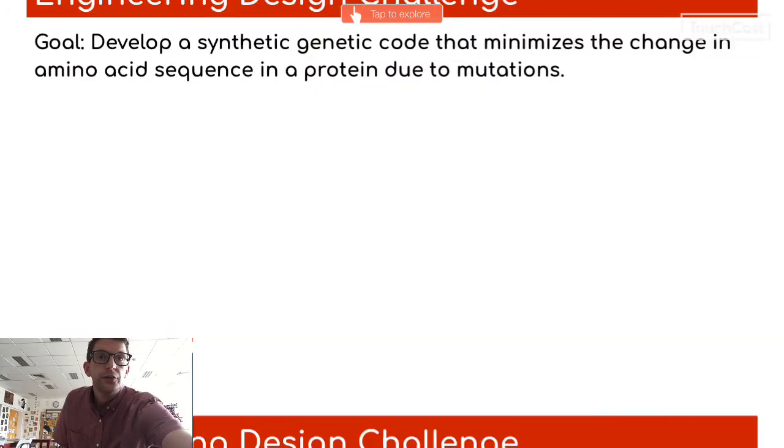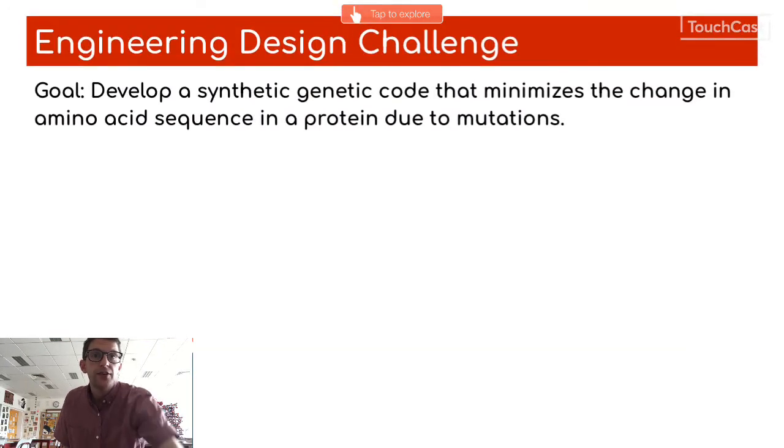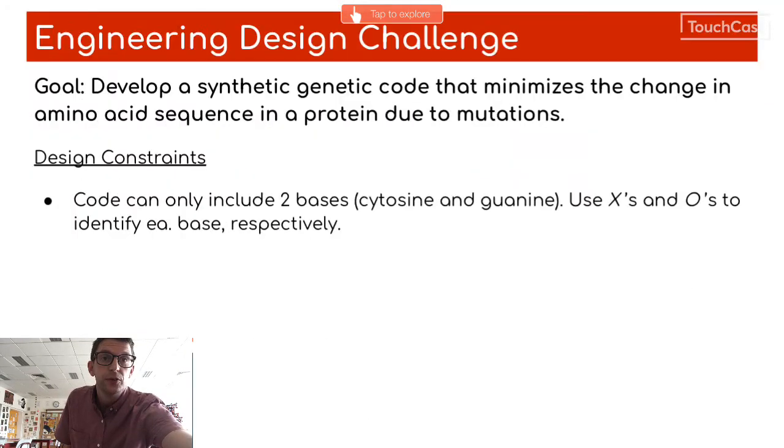So we know that in our engineering design challenge, you have to develop a synthetic genetic code that minimizes the change in amino acid sequence in a protein due to mutations. So you want to think about how you can use redundancy in a way that actually accomplishes this, that actually minimizes the change in amino acid sequence.